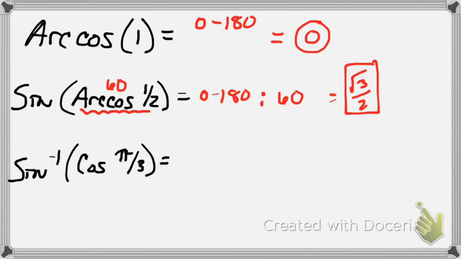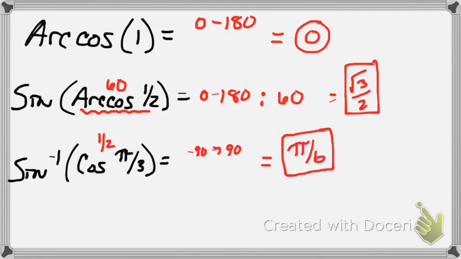What is the inverse sine of the cosine of pi over 3? Okay, the cosine of pi over 3 is 1/2. And then what angle has a sine of 1/2? Pi over 6. The reason I put it in radians is because the problem started in radians, and I figured I'll just do what they do. When in Rome.